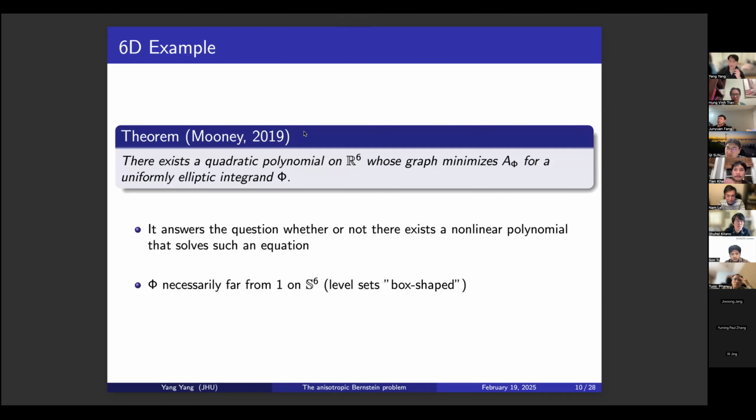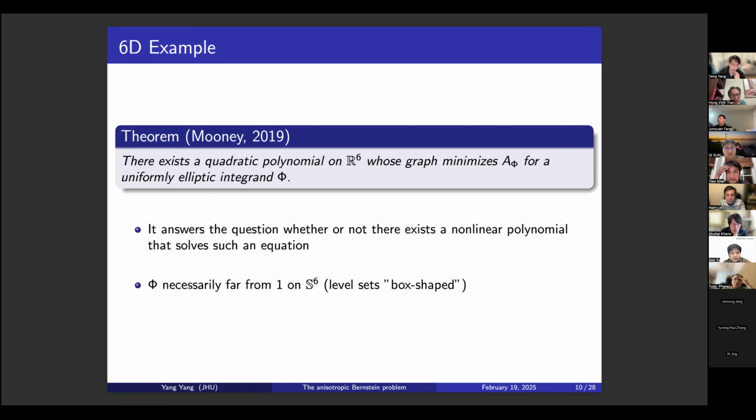Okay, then I'd like to start to talk about the R^6 example. So in 2019, we showed that there exists a quadratic polynomial on R^6 whose graph minimizes some anisotropic area functional. There are some remarks I want to bring up. First, this answers the question whether or not there exists a nonlinear polynomial solution to equations of minimal surface type. That is kind of interesting.